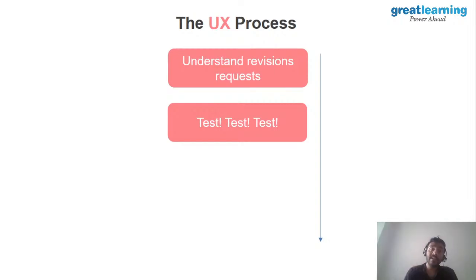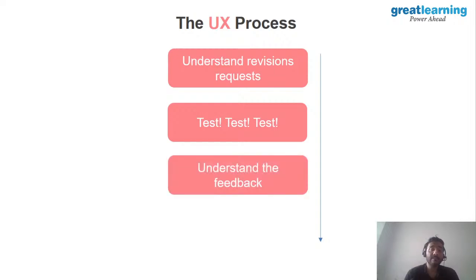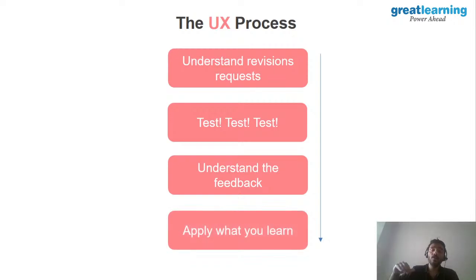With that, you get enough data to decide which one is doing the best. Maybe design 1 is the best, design 2 is the best, or design 3 is the best. And that's when you go and understand the feedback that you get, and then you apply what you learn. So this is the final part where you apply the feedback on your design. And once you come up with your final design, that's when you take that design and give it to the developers.